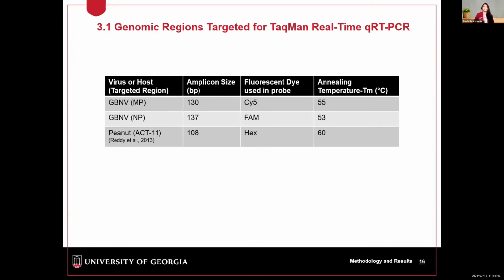After that, this table shows the genomic regions targeted for the assay. There were 3 different fluorescent dyes in each probe specific to each region. This shows annealing temperature and the amplicon size for each primer pair targeting each region. The regions targeted were movement protein, nucleic acid protein, and 1 plant gene as an internal control.